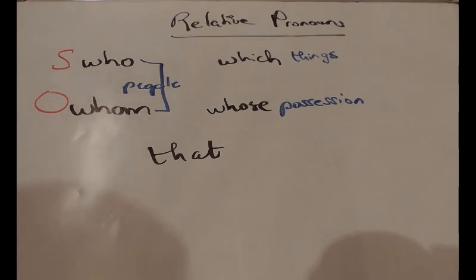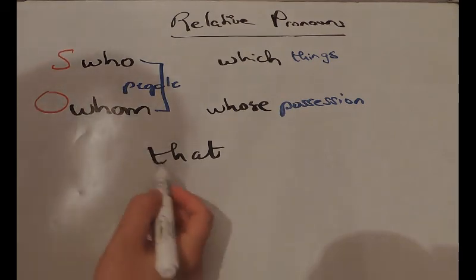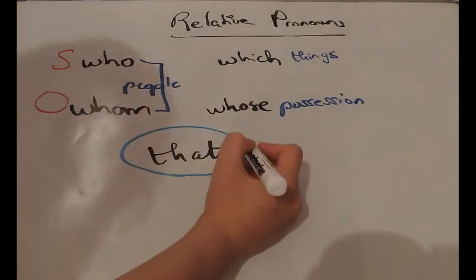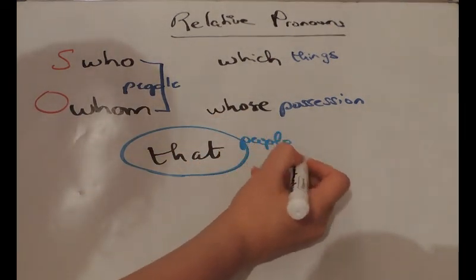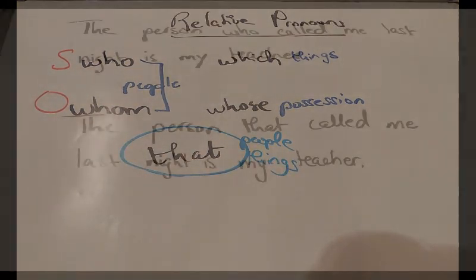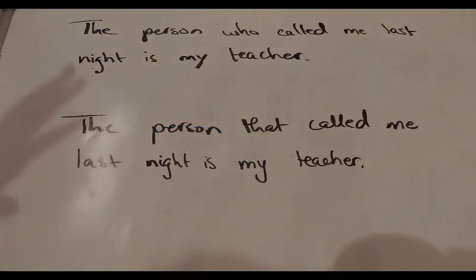And I'm going to be very simple about this and not brief. Okay, I'm not going to go into clauses. We're not ready for that yet, but we're just going to note that that can be used for people and for things. Both are correct. Alright, let's take those 2 examples.